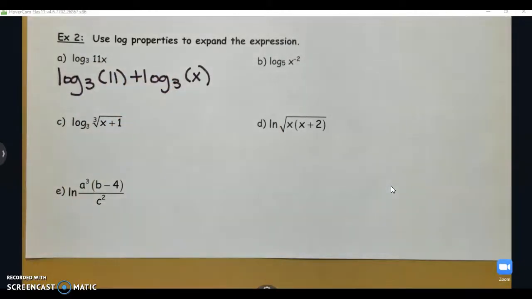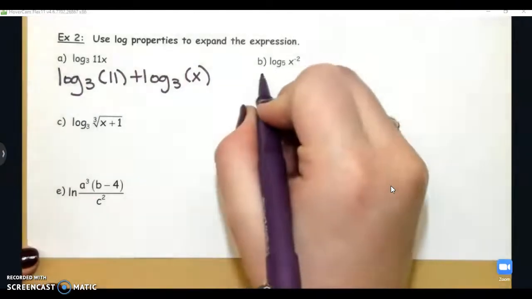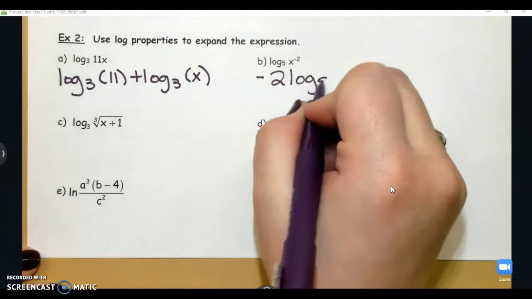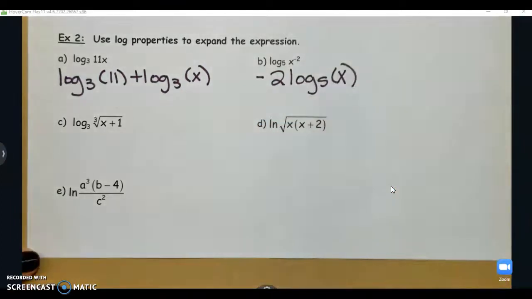All right, on to B, I have log base 5 of x to the negative 2. That is our exponent property. So to expand that, I'm going to bring the negative 2 into the front and have negative 2 times log base 5 of x.